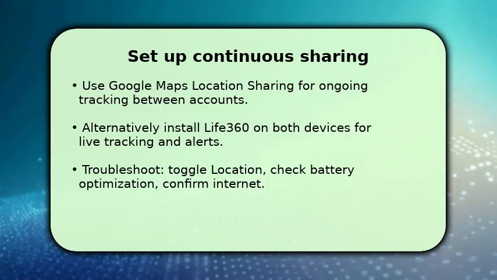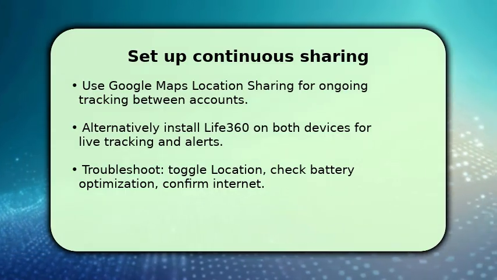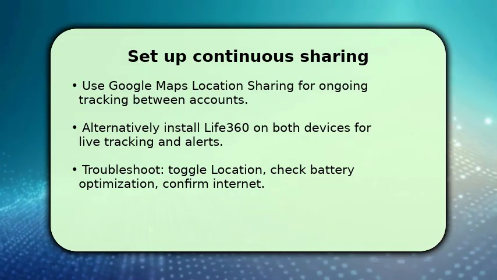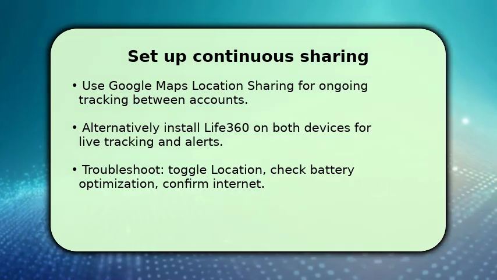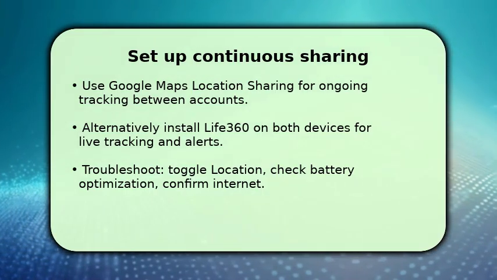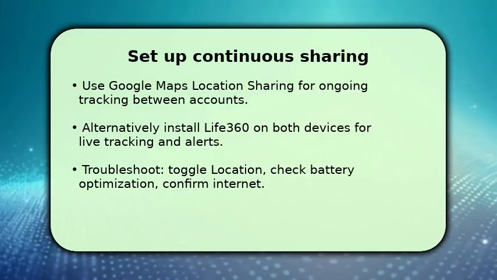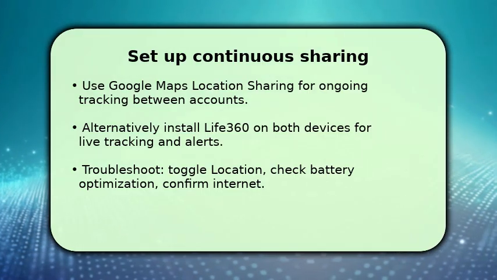Alternatively, install Life 360 on both devices for persistent background tracking and alerts. If tracking fails, make sure location and background location are allowed, disable aggressive battery optimization on the Android, and confirm both devices.